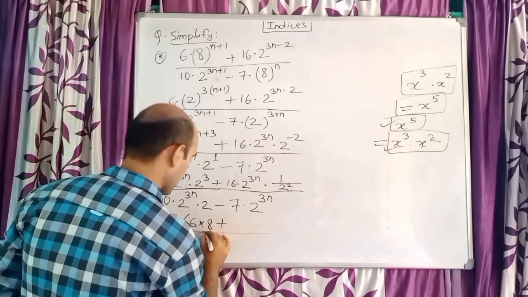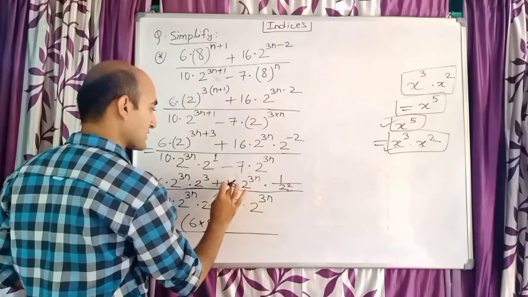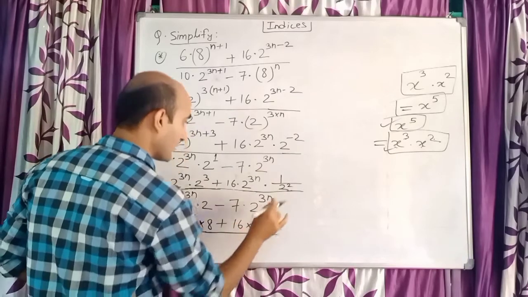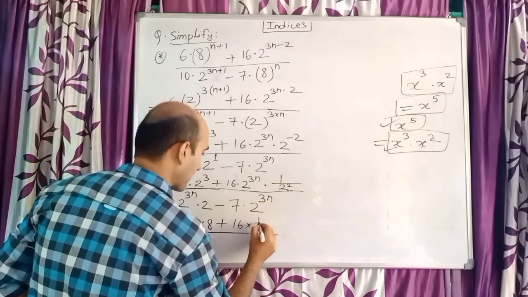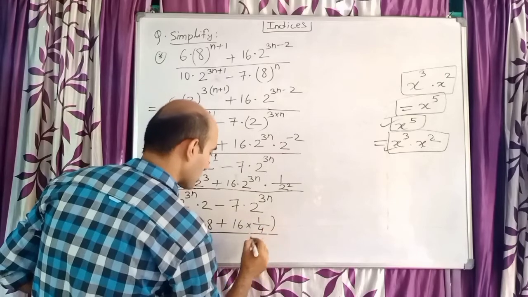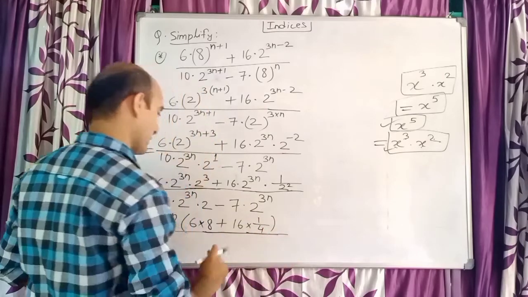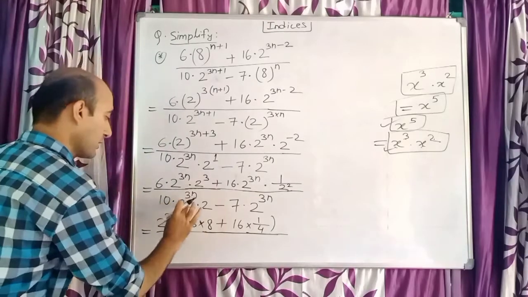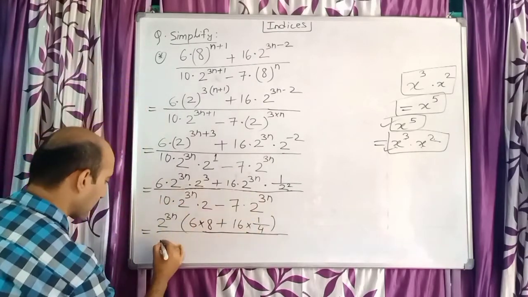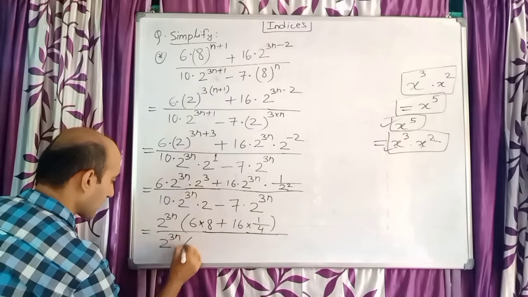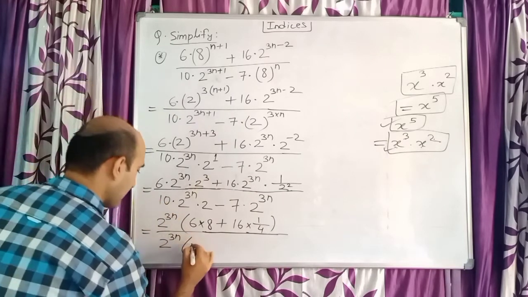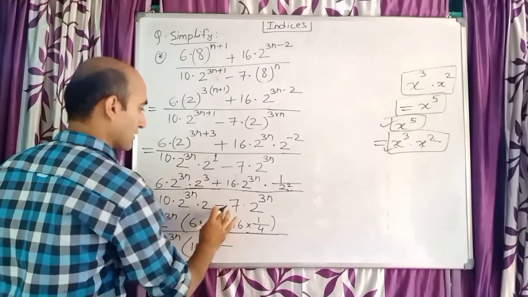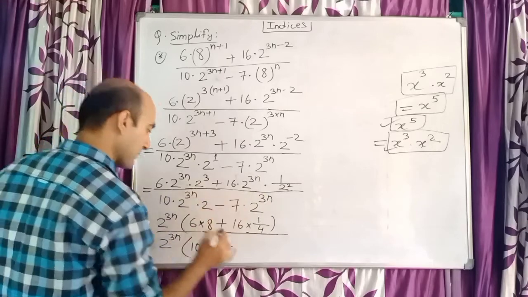Plus, here we have 16, with 2^(3n) outside. So here I write 16 into 1 by 2 square, which is 1 by 4. After taking common, this is our result. Now here also, 2^(3n) is in both places, so take 2^(3n) common. What will remain inside? Here 10 into 2, and minus, with 2^(3n) outside, only 7 is remaining.